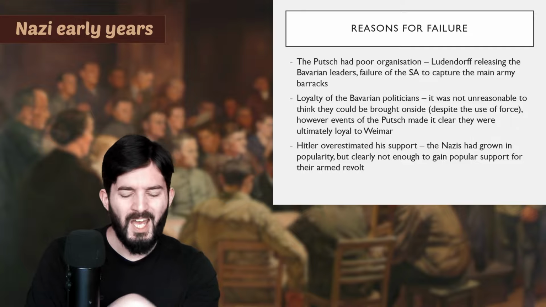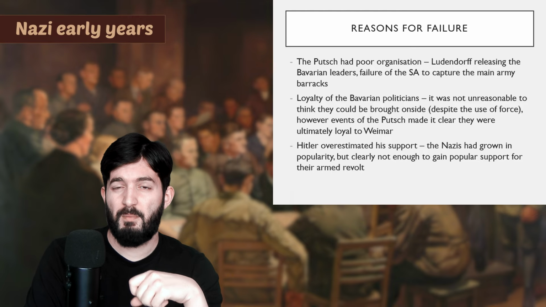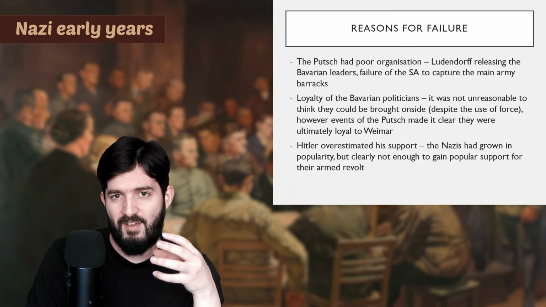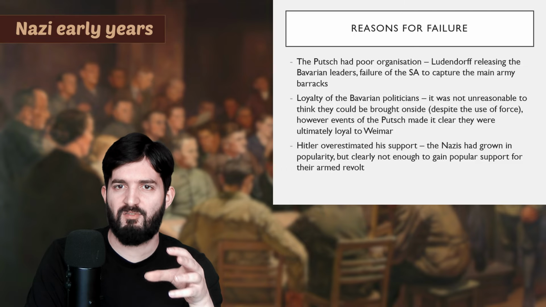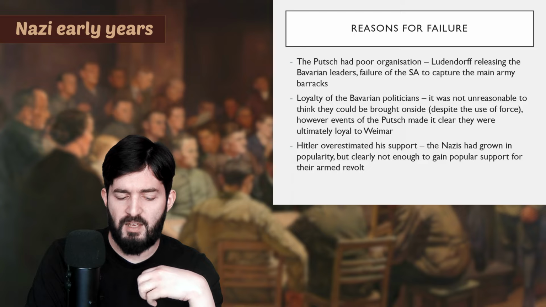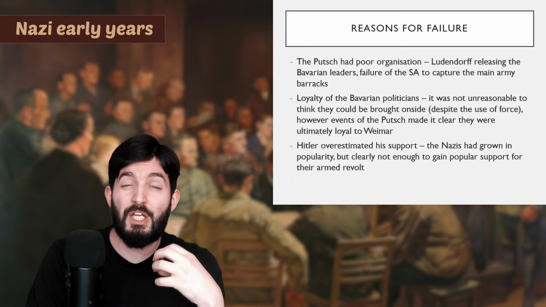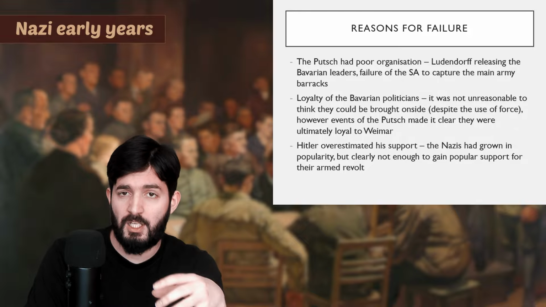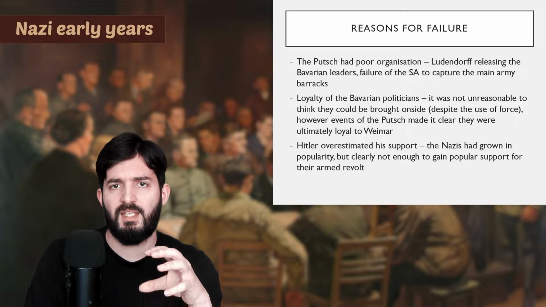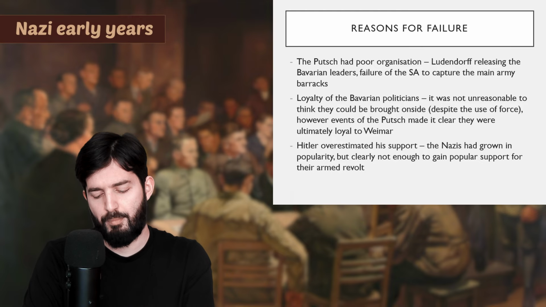The final reason is that Hitler clearly overestimated the support which he thought he was going to get. Basically, he was drinking the Kool-Aid. Having watched himself deliver speeches at massive rallies with thousands and thousands of cheering supporters and adulation, he genuinely believed that the people would come out and support him. It is true that the Nazis had grown in popularity over the course of the early 1920s. However, nowhere near enough to gain the popular support required for their armed revolt. And so for these three reasons, the putsch ultimately fails.